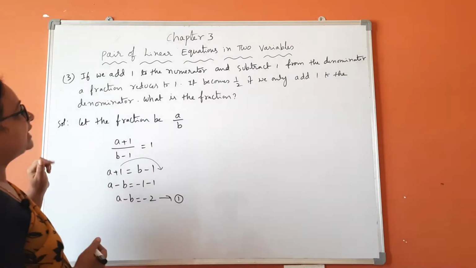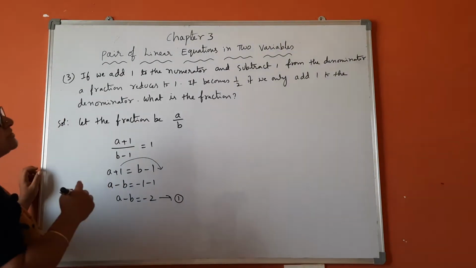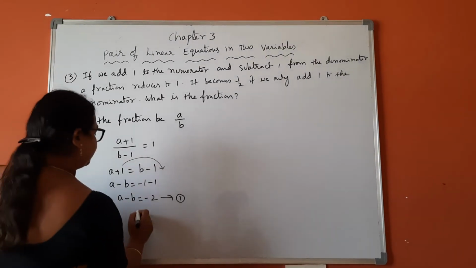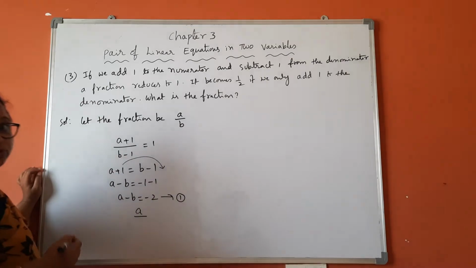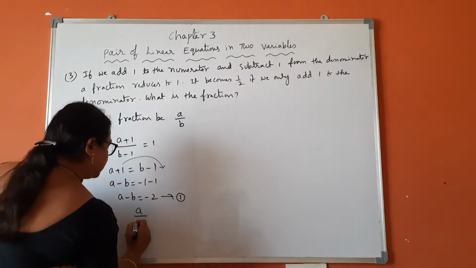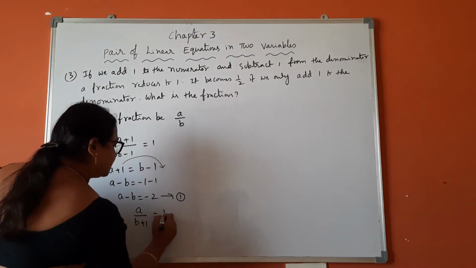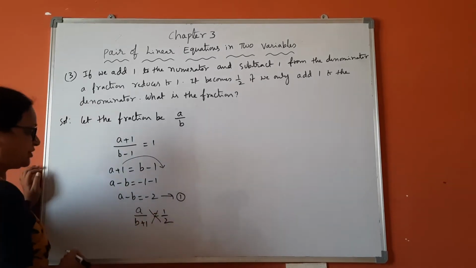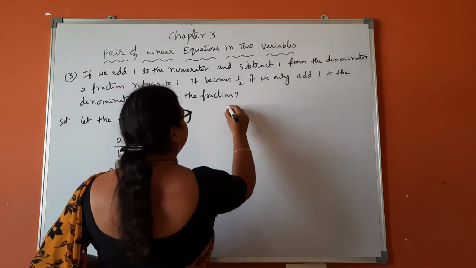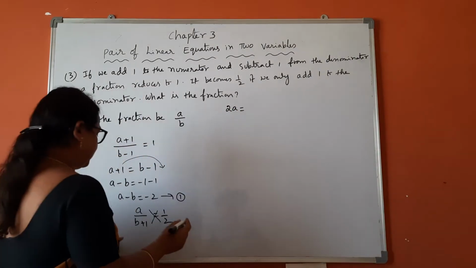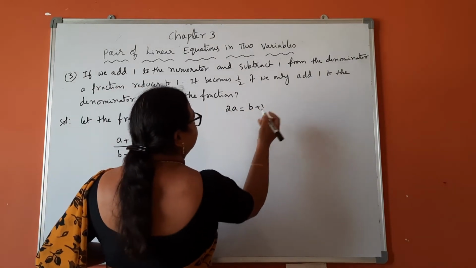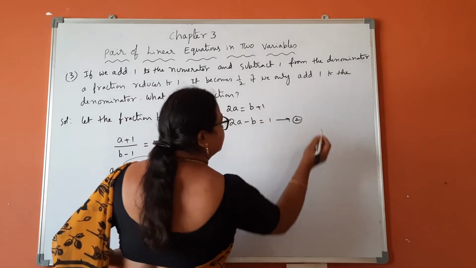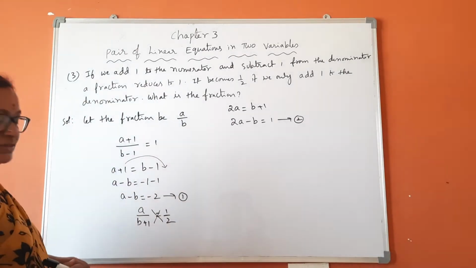Then what is the second condition? The fraction becomes half if we only add 1 to the denominator. So we are not adding anything to the numerator, only we are adding 1 to the denominator. So a by b plus 1 is equal to 1 by 2. Again cross multiplication. So 2a is equal to b plus 1. So 2a minus b is equal to 1. This is our second linear equation in two variables.